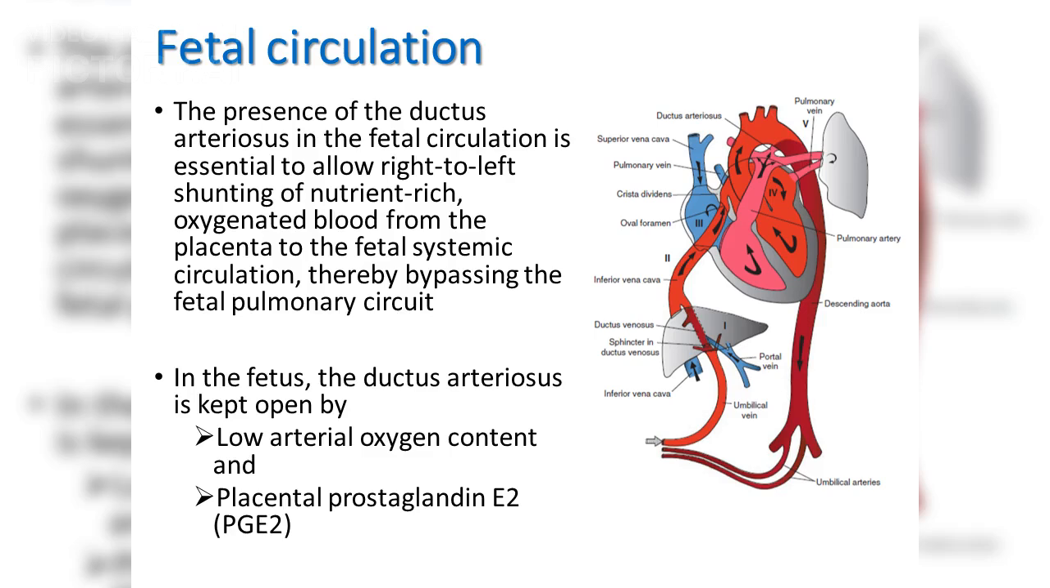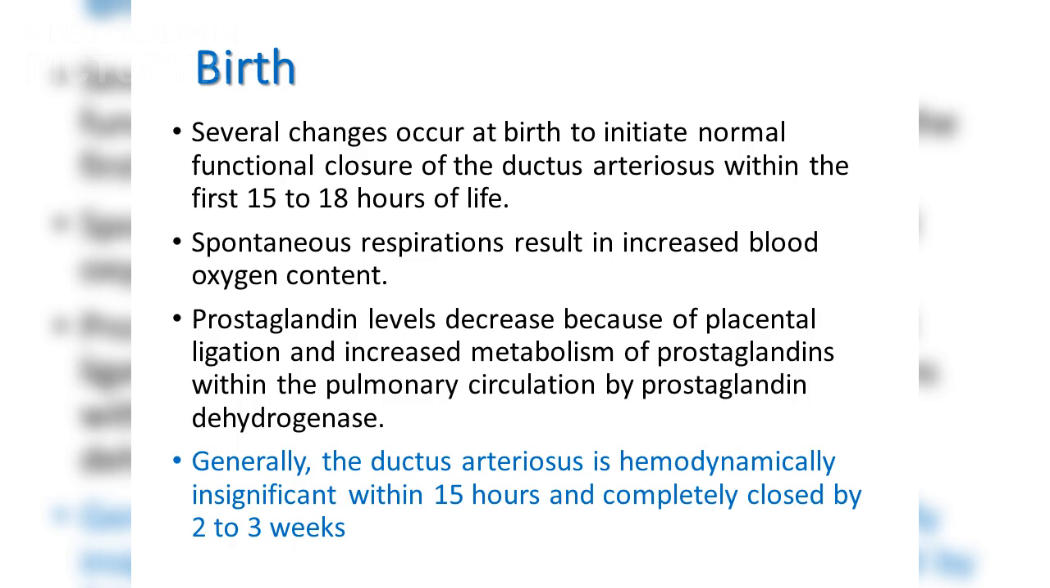In fetal circulation, the ductus arteriosus allows oxygenated blood to bypass the fetal pulmonary circuit. It remains open due to low oxygen content and placental prostaglandin E2. At birth, increased blood oxygen content and decreased prostaglandin levels lead to the functional closure of the ductus arteriosus within 15 to 18 hours, and complete closure within 2 to 3 weeks.